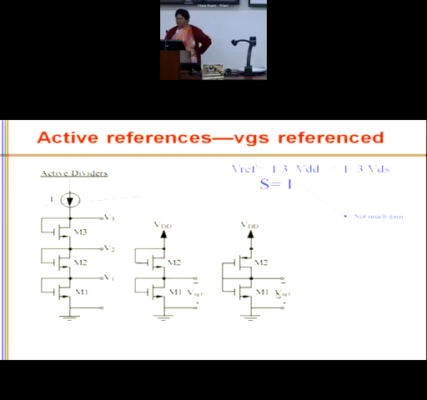Or you can, if you write VREF as VGS of 1, VGS of 1 is simply VDD minus VSG of 2. No? What is this VGS of 1? It is simply, what is this point? It is VDD minus VSG of 2. Now you substitute VSG, you substitute VSD, differentiate, and then get the value for sensitivity.